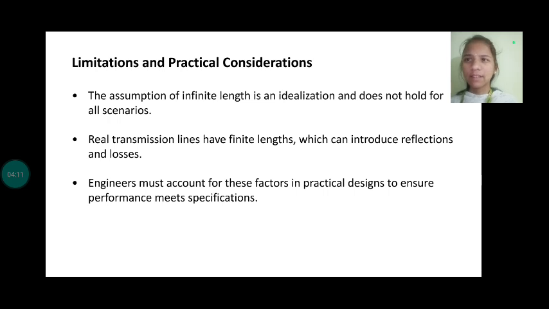Limitations and practical considerations. The assumption of infinite length is an idealization and does not hold for all scenarios. Real transmission lines have finite length, which can introduce reflection and losses. Engineers must account for these factors in practical design to ensure the performance meets specifications.